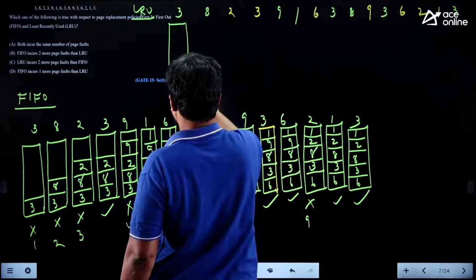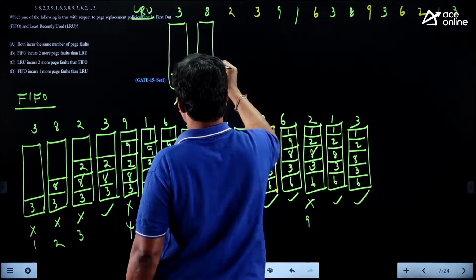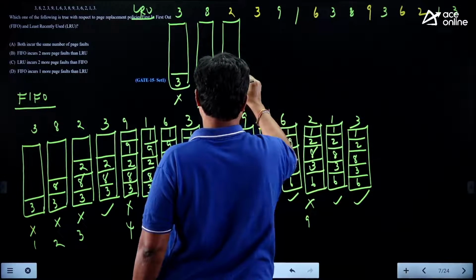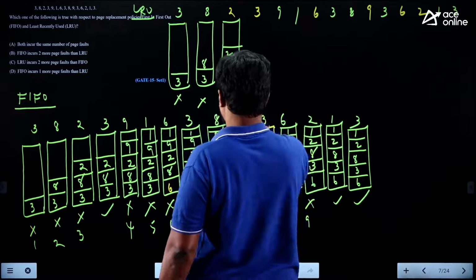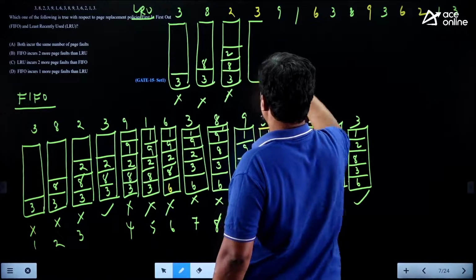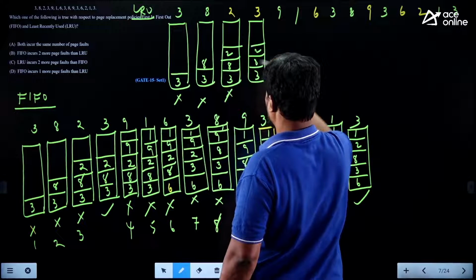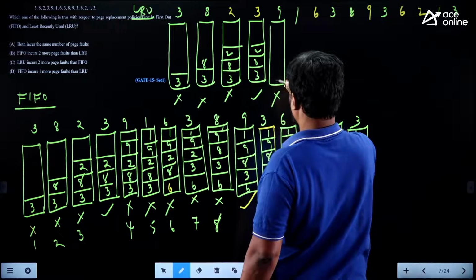So it is a page fault: 3. And 8, 2 also result in page faults. 3, 8 and 2, it is also resulting in a page fault. Now 3 is resulting in a hit, since 3 is already part of the main memory. Now 9 is not there in the main memory, which is resulting in a page fault.